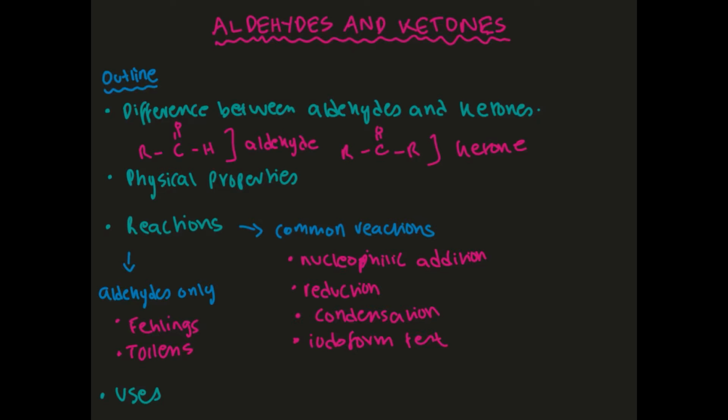After this we're going to be going over the physical properties of aldehydes and ketones, and then we're going to be talking about the main thing, which is the reactions. The reactions can be classified into two types. The first one is reactions that are exhibited by aldehydes only. In this case you have two: the Fehling's reagent test and the Tollens reagent test.